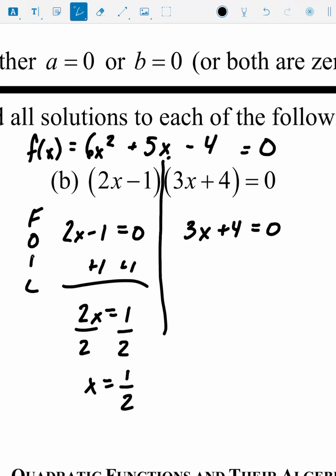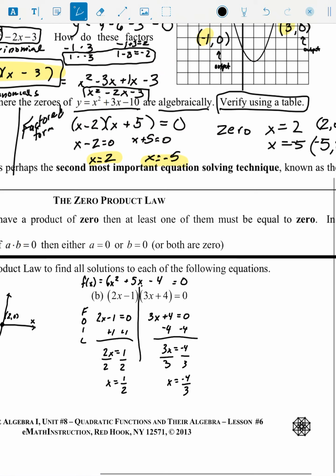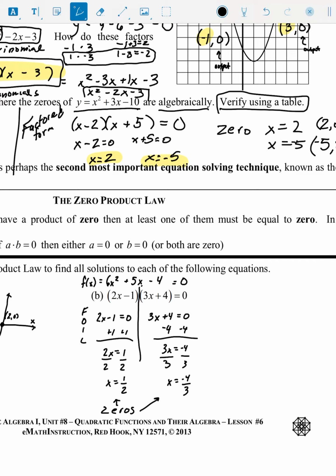I'll solve my second binomial, subtract 4 on both sides. 3x is equal to negative 4, divide by 3, and I have x is equal to negative 4/3. Now, both of these roots, or zeros, look to be fractions. They're rational numbers.